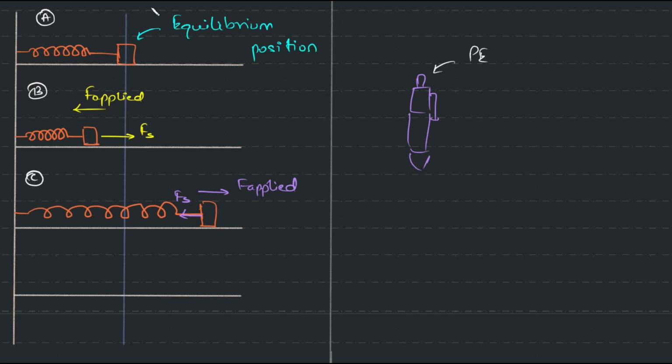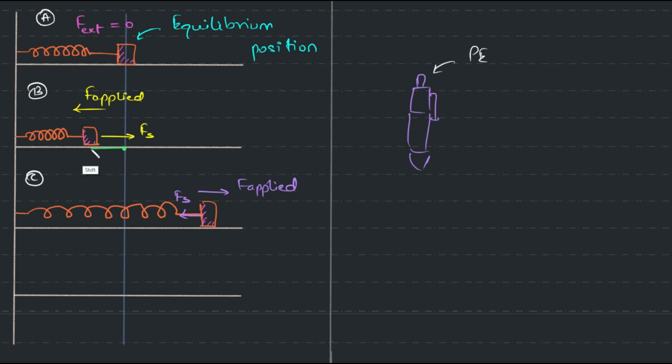When there's no force applied, right? Not that the net force is zero, but that there's no external force. When the external force is zero, we have the object at a particular point, and that is your equilibrium position.